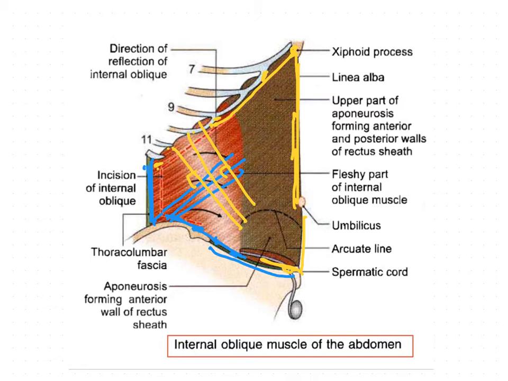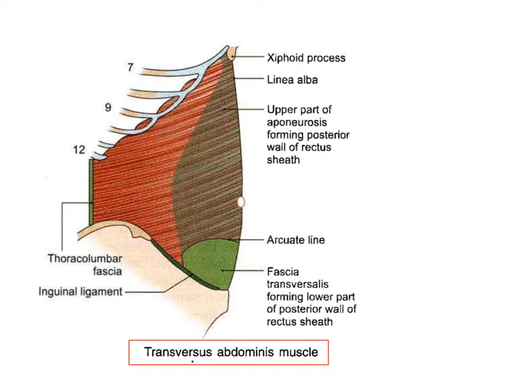Now we will see another muscle, that is the transverse abdominis muscle. Here comes the transverse abdominis muscle. This transverse abdominis muscle is originating from, here you can see, it has some interesting origin. The muscle has a fleshy origin from the lateral 1/3 of the inguinal ligament, and the anterior 2/3 of the inner lip of the iliac crest.